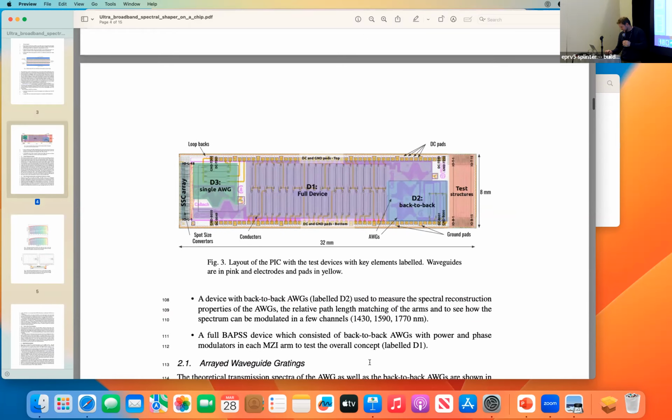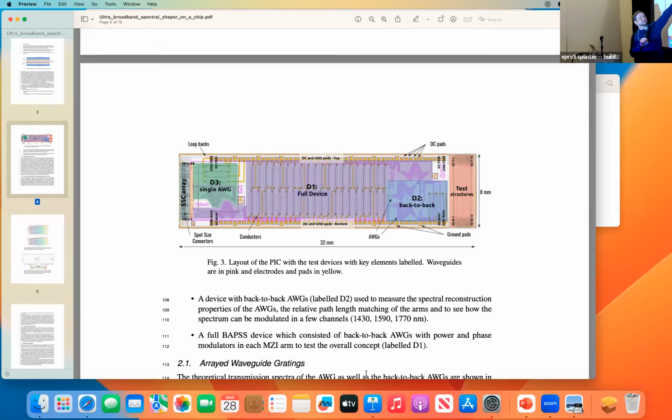This is a GDS file. I'm used to a plus button appearing here so I can zoom in. This is a GDS file showing you the chip that we built. This is silicon nitride based. Everything in purple or pink, whatever, is the actual device. So you see the whole chip is 32 by 8 millimeters in size.